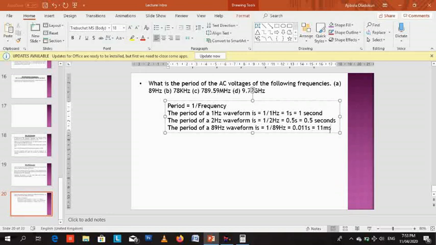So that should be 11 milliseconds, or 11 times 10 raised to the power minus 3 seconds.